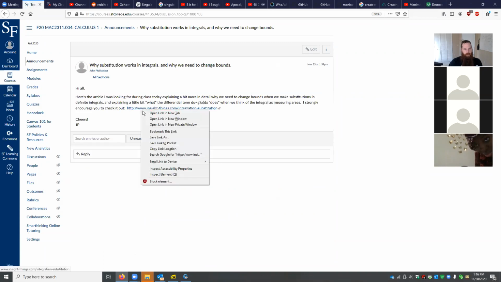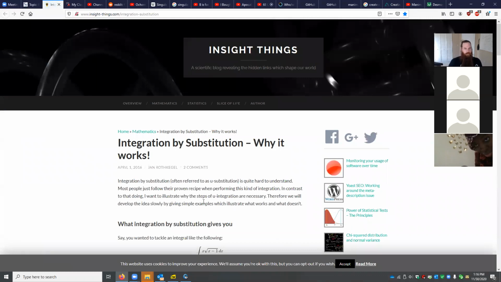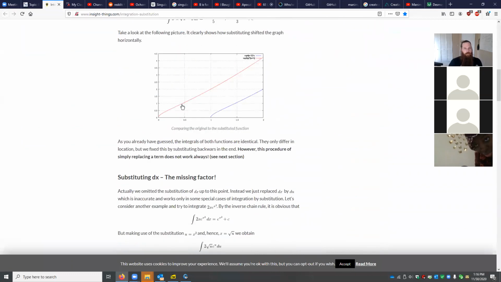So this is a really good page. Check it out in the announcements. It explains why you need to change your bounds and what's going on with the differential. So if you wanted to find the area from 0 to 1/2 under the red, that's the same as the area from 1 to 1.5 under the blue. Yeah, the shapes here are the same. So if you were making a substitution that changed one of these into the other, you would need to change the bounds from 0 to 0.5 to get this area, to 1 to 1.5 to get that same area.